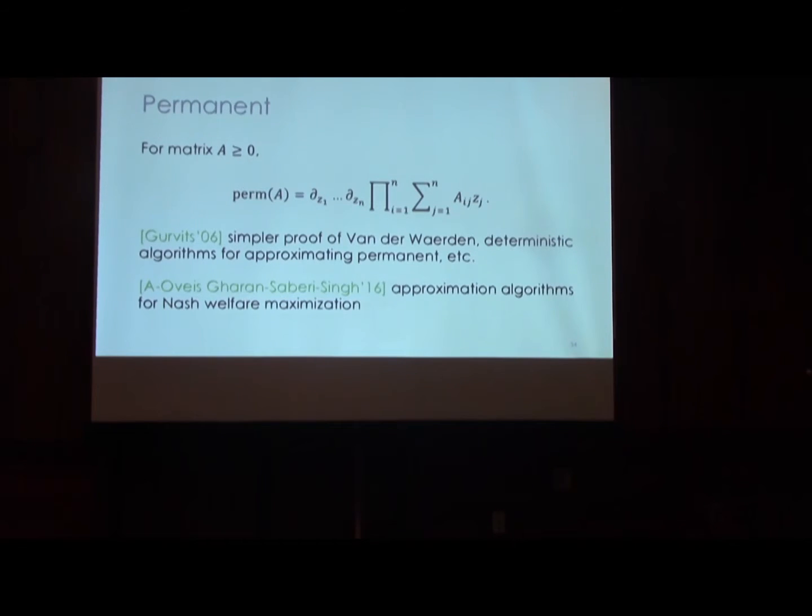Now using this observation, Gurvits was able to give a very simple proof of the van der Waerden conjecture. And he was able to do a lot more with it. He was able to obtain deterministic algorithms for approximating the permanent, etc. Recently, we've also been able to use this connection with the permanent to apply the machinery of real stable polynomials to problems that economists care about. So Nash welfare maximization is the problem we were able to apply it to. But I'm not going to define it here.